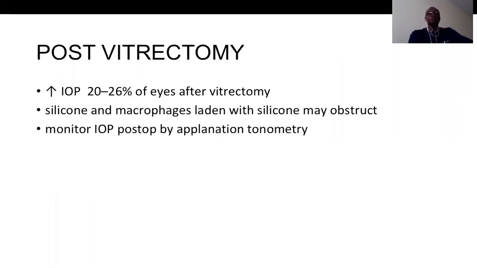Now, glaucoma following vitrectomy. Up to 20 to 26% of eyes may develop glaucoma after vitrectomy. And this is thought to occur from either silicone or macrophages that are laden with silicone obstructing the trabeculum. For this reason, it's important to follow up these patients by doing applanation tonometry post-op. Not just immediate post-op, but on a long-term basis, they need to be followed up so that intervention can be offered as and when required.